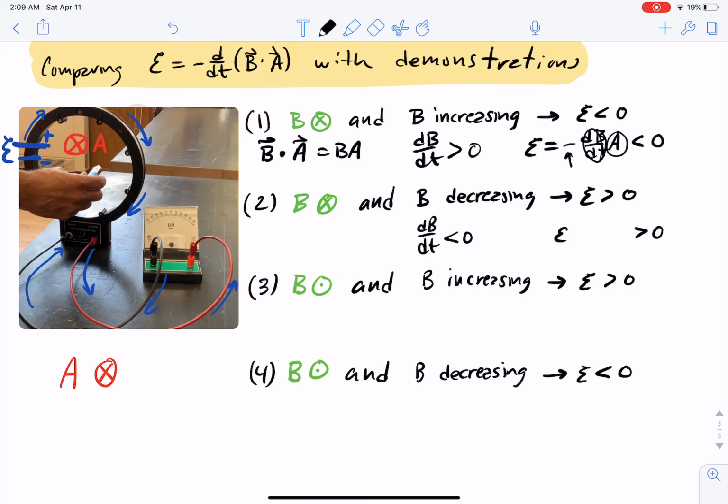So I'll leave you to do the other cases here, because it's a good exercise. These are the observations. You should rationalize them to yourself using the method that I did here.